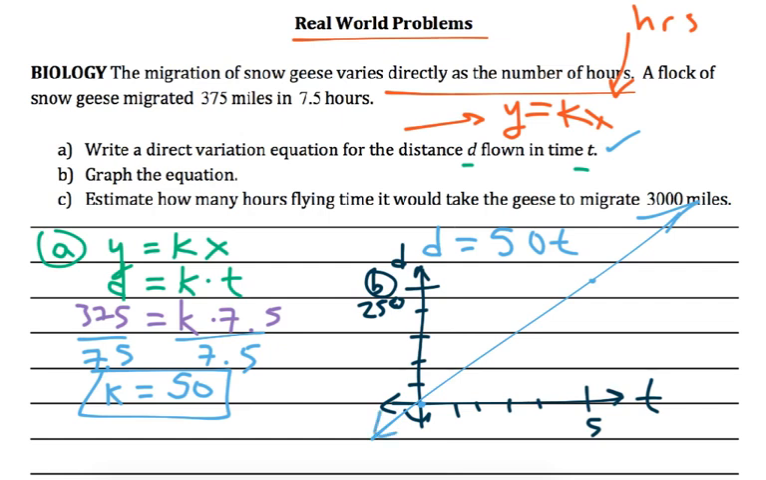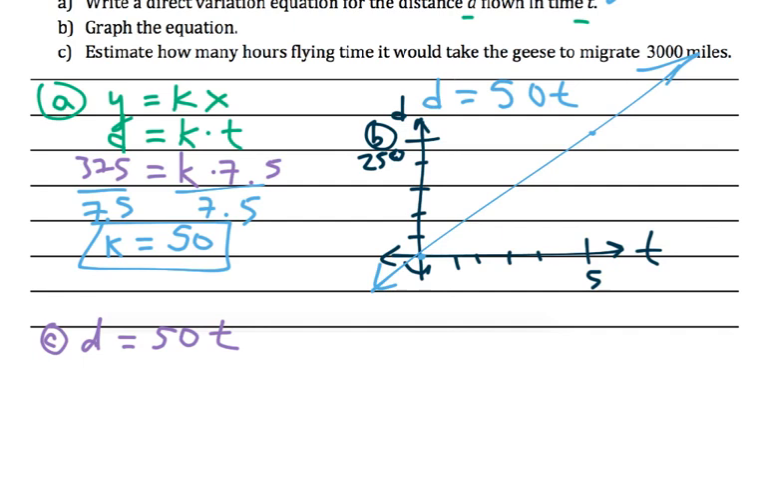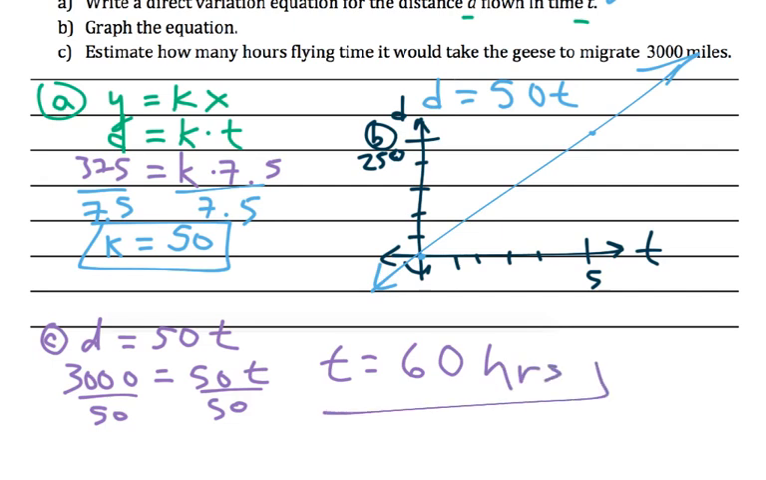So now we have to estimate how many hours flying time it would take the geese to migrate 3,000 miles. So I mean, if I wanted to get crazy, I could be like, whoa, where would 3,000 be? But I don't think we even have to estimate for this one at all. So here's the equation. Now I know that 3,000 is D equals 50T. Divide both sides by 50. And you're going to get that T is equal to what? 60 hours. Let me double check my zeros that cancel here before I say that's definitely right. 50 over 50 goes away. That goes away, and then 300 divided by 5 is 60. Yeah, so we're good there.